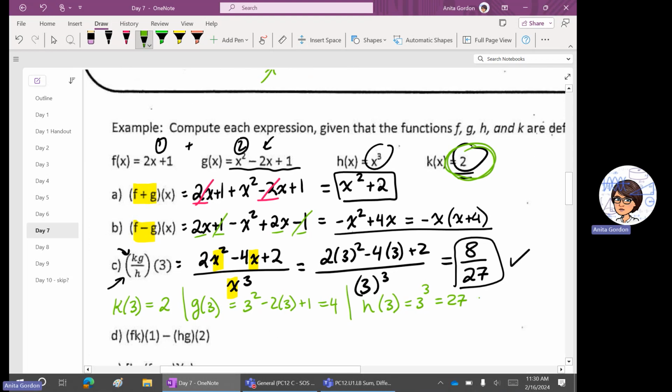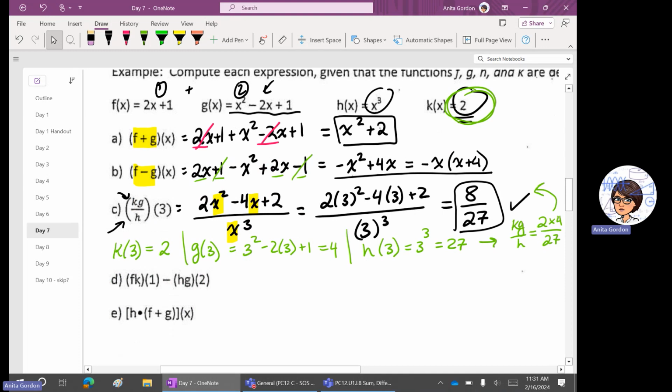So then I could say kg over h is the same thing as 2 times 4 over 27. And you're going to end up with the same exact answer. So it depends on what kind of functions you have. Sometimes it's easier to just put them all together and then plug in the number. Sometimes it's easier to plug in the number first and then do the function computation. So up to you.